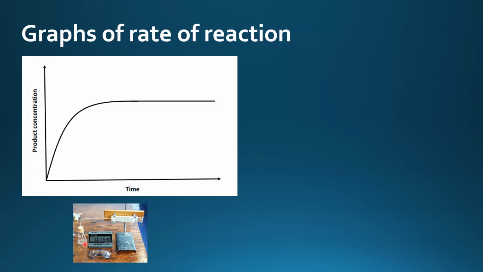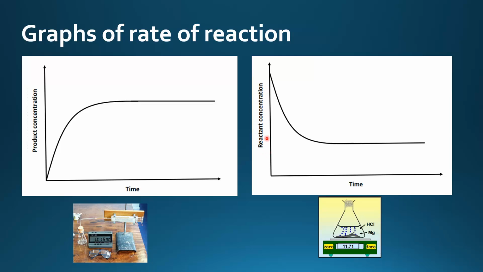So from the experiments that we just looked at, you could use the results to plot a graph. So for example, in the reaction of calcium carbonate and hydrochloric acid, where carbon dioxide is produced, you could plot on the y-axis the product concentration, so it'd be increase in volume of carbon dioxide, and on the x-axis you'd plot the time. On the right we have a graph of reactant concentration over time.